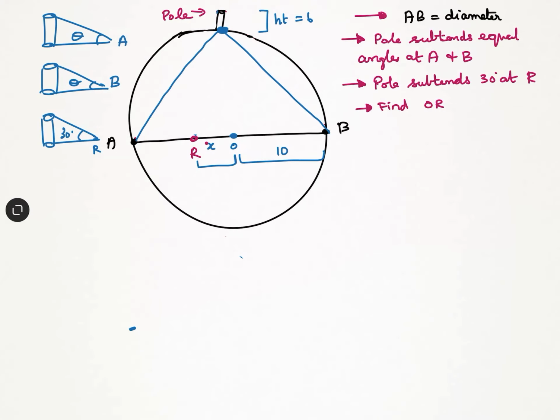So in this particular problem, we have a circle whose diameter is AB. There is a pole on the circumference AB such that it subtends equal angles at A and B. And the pole also subtends 30 degrees at R, and we need to find OR. R and O both lie on the diameter AB. O is the center of the circle.